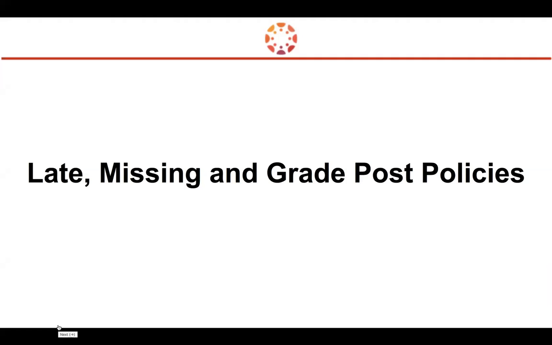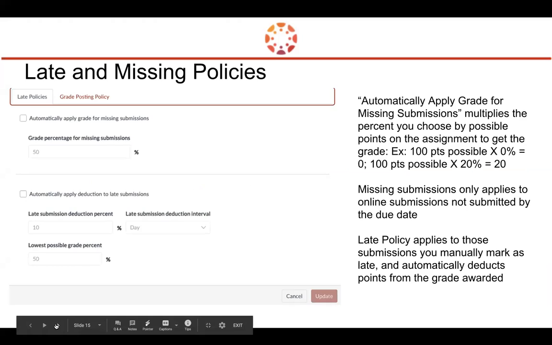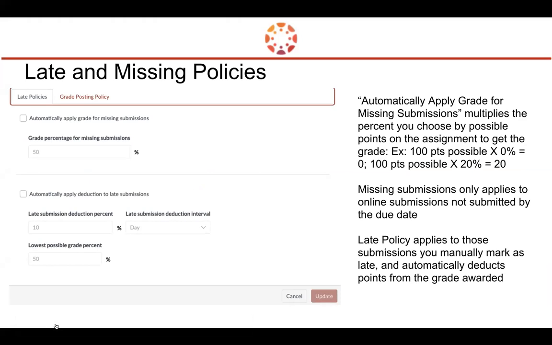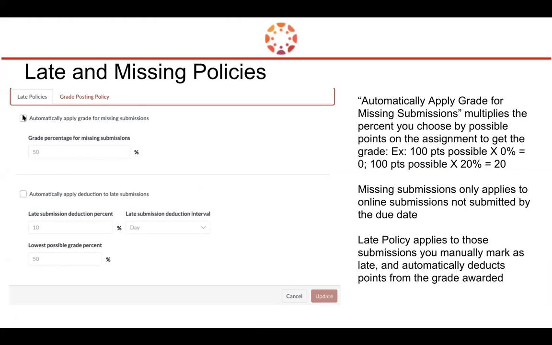Next, we're going to talk about late policies, missing policies, and grade post policies. So in your gradebook, there is a little icon that is the settings icon, and the first tab in the settings is your late policy area. Notice at the top here, it gives you a checkbox to choose to automatically apply a grade for missing submissions.